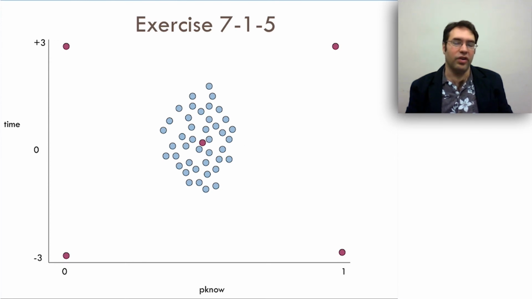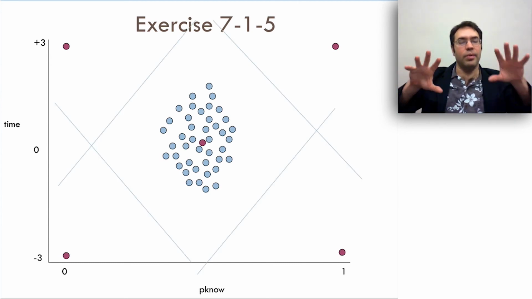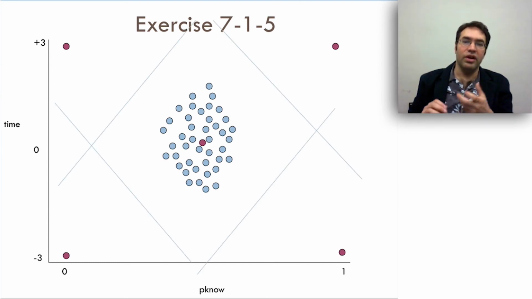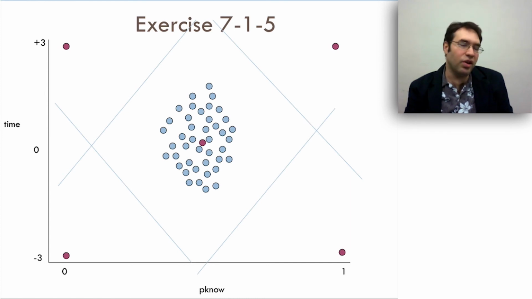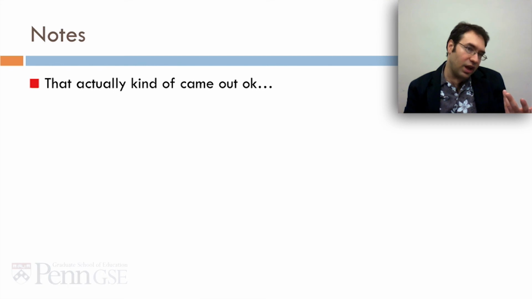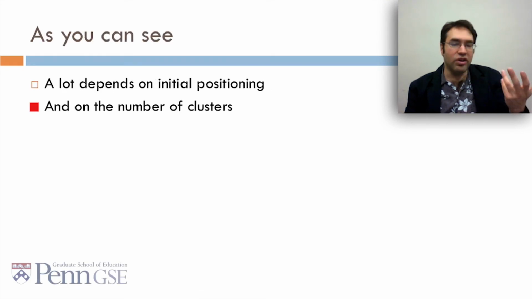So here's a final exercise, 715. What's going to happen here? 1 lump, 5 centroids. And what we end up with is the Voronoi diagram keeps everything with that 1 center point. And so we have 4 empty clusters and 1 cluster that actually looks like a good cluster. This actually kind of came out okay, right? As you can see, a lot depends on initial positioning and on the number of clusters.